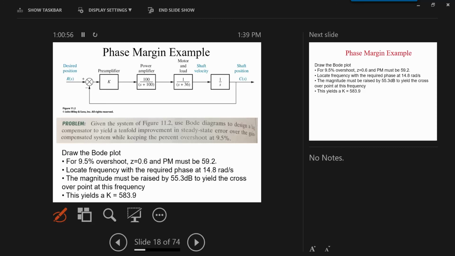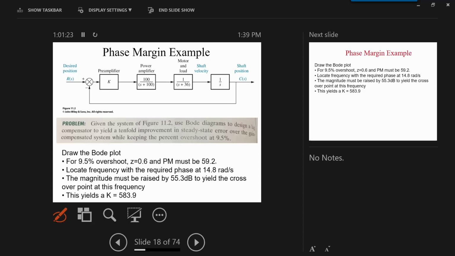With the required phase, this is the frequency: 15 radians per second. So now the magnitude must be modified to be equal to 1 at this frequency, raised or reduced. We look at the graph and find out.